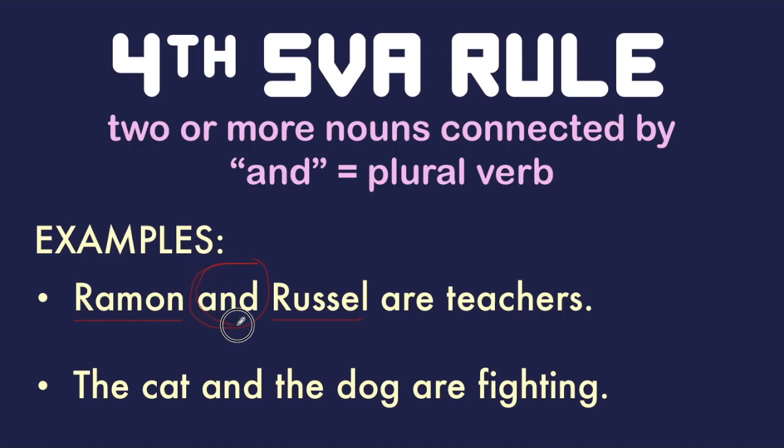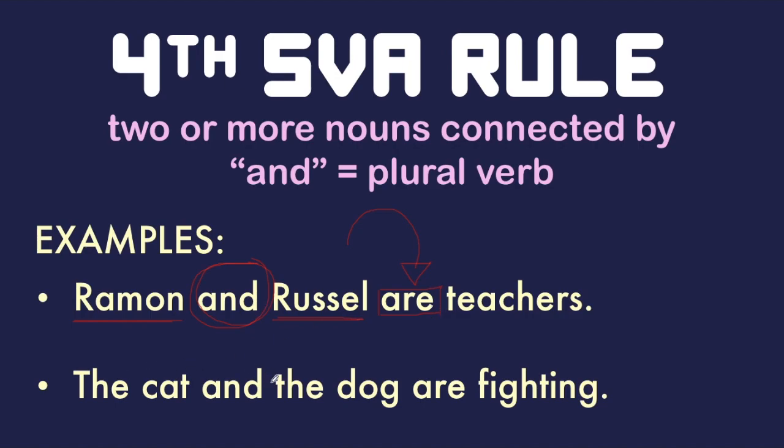Definitely, when we use and, we are not just talking about one. We are talking about 2 people, right? Talking about Ramon and we're talking about Russell. Therefore, we should use a plural verb. In this case, our plural verb is the linking verb are. All right? Let's now proceed to the next example.